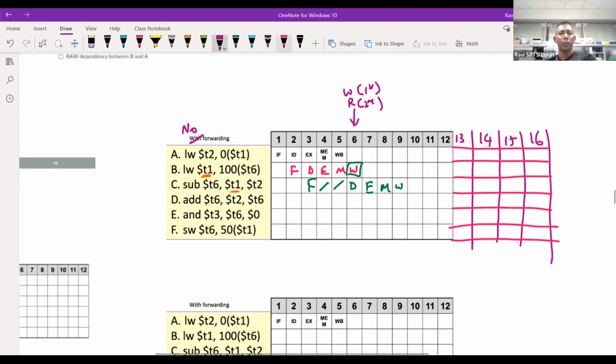Now after I complete instruction C, since I have stalled, I can only fetch the next instruction here, in cycle 6. And in cycle 6, when I fetch the instruction, there is also a dependency because here I update T6, and then I need T6 over here. Which means I have a dependency on the earlier instruction to complete. So I need to again wait until the write back. So I need to stall, then decode, execute, memory, and write back.